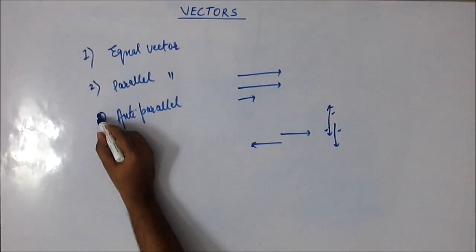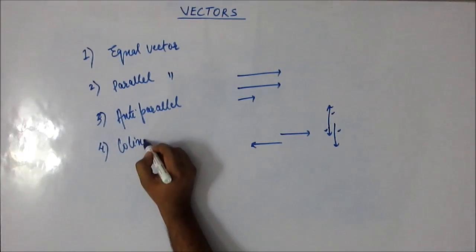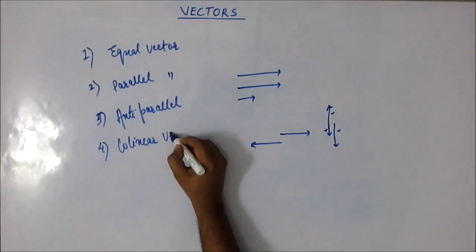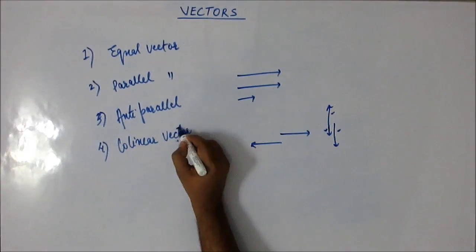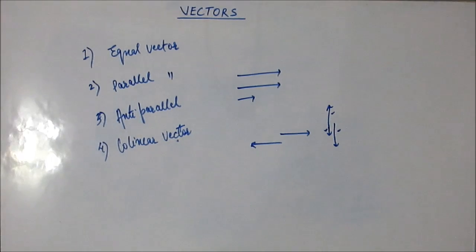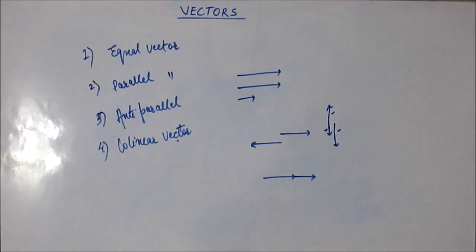Similarly, collinear vectors. Again, it's evident from the name, collinear vectors are vectors which lie on the same line. For example, this vector and this vector. They are collinear vectors because they are lying on the same line.